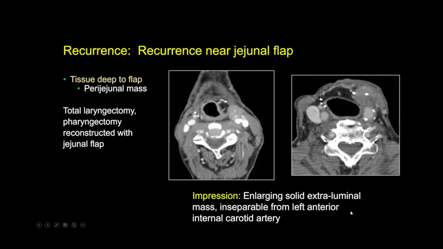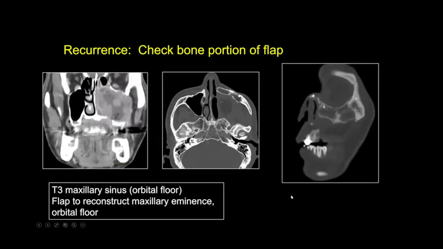There's really no differential. Now, if they've used bone in their reconstruction, it's of course important to look at the bone. Here's a large T3 maxillary sinus tumor, and the patient was resected and repaired with a flap with muscle and fat and part of the scapula. And so we're going to look carefully at the margins of the reconstruction.